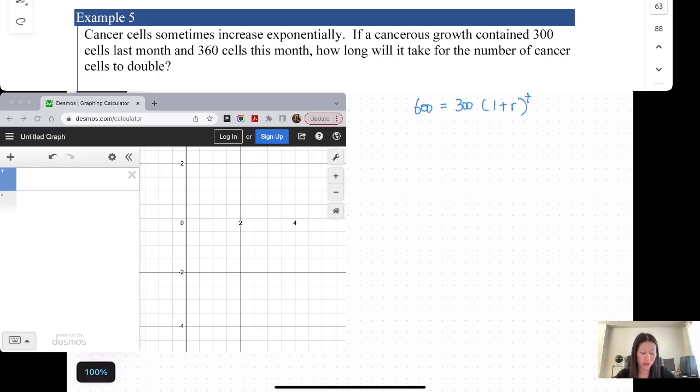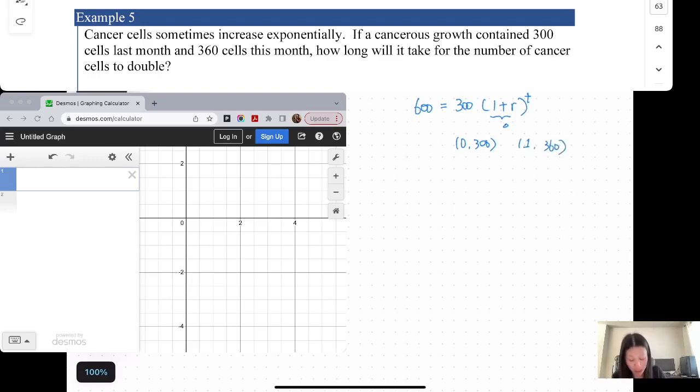Okay, but again, we don't know r, or we don't know 1 plus r, right? So how do we know 1 plus r? Well, from the previous sentences, we are given 2 pieces of data, which means in this month we're starting with 300, and after 1 month, the cancer cell grows to 360. So this is the information that we know.